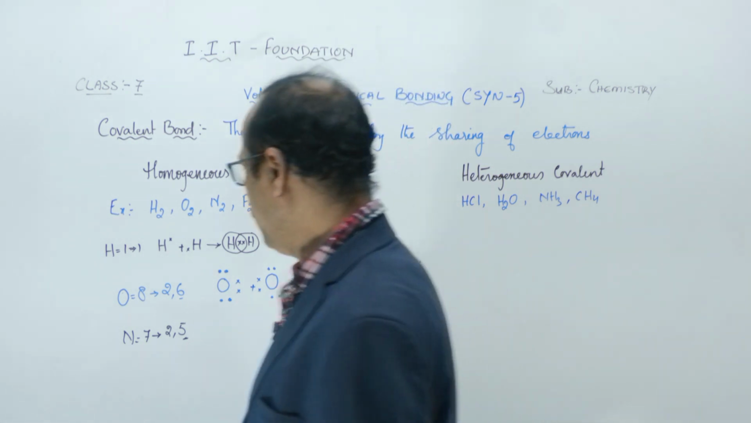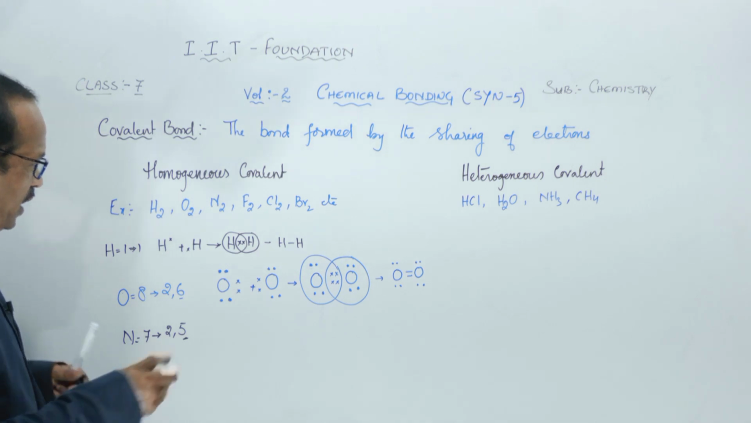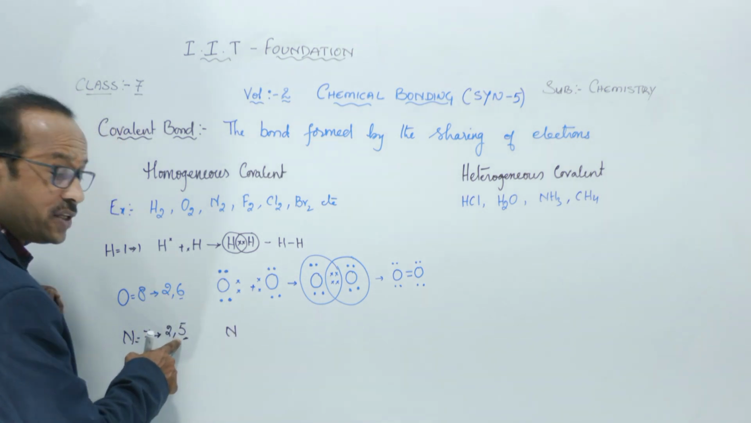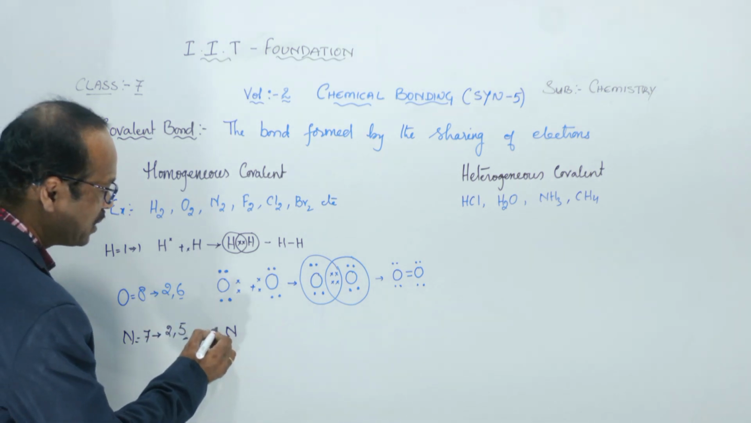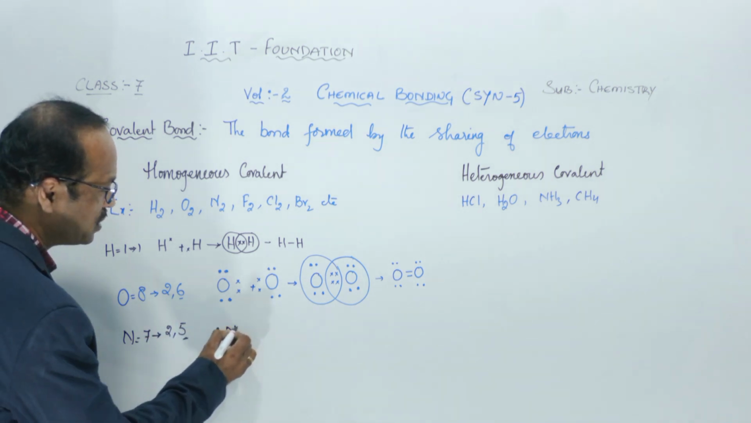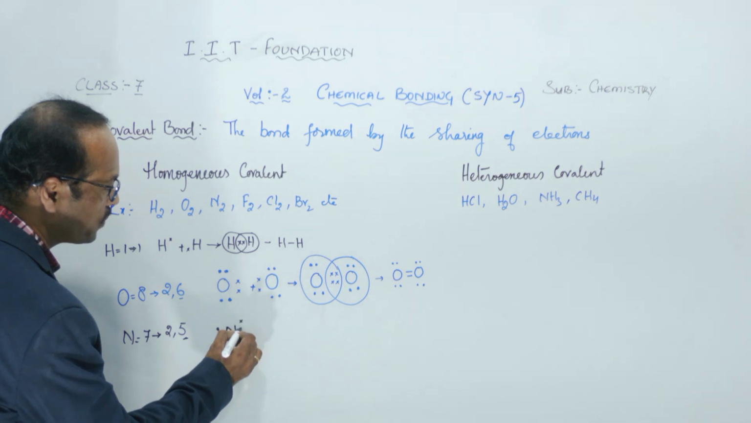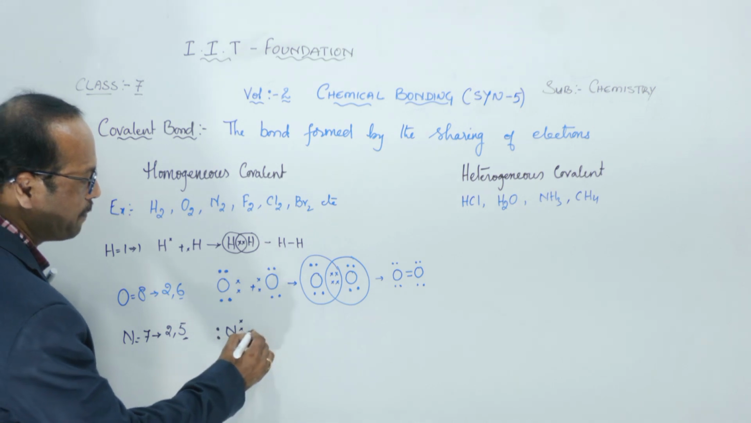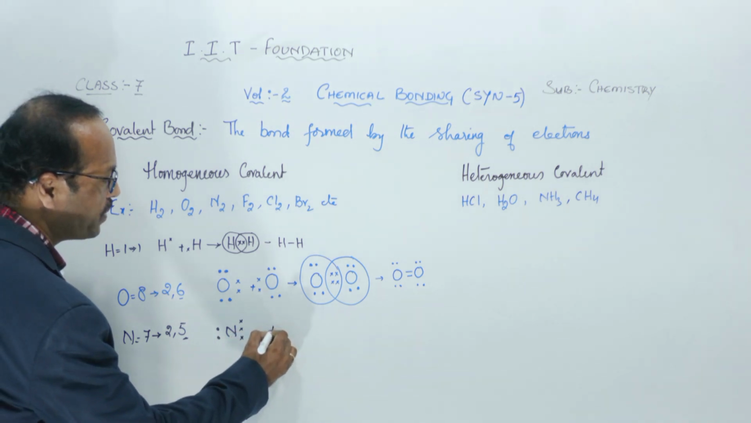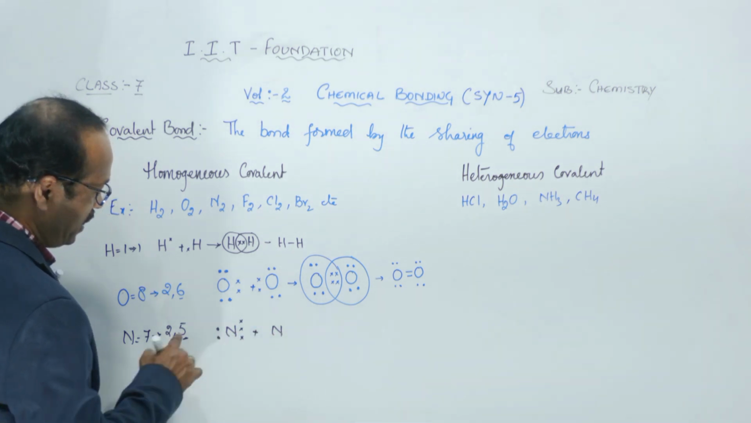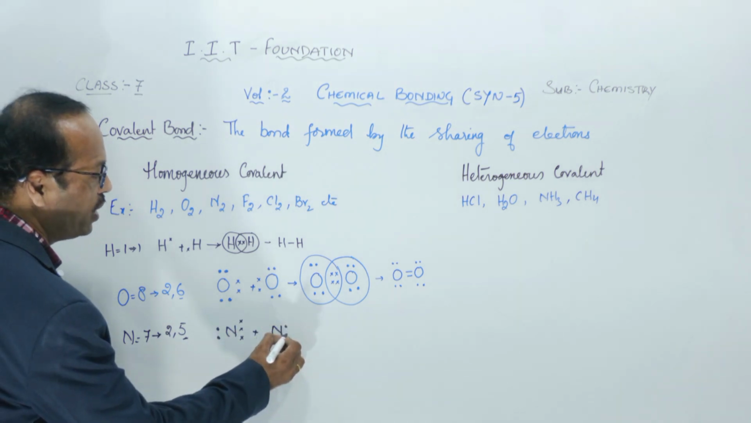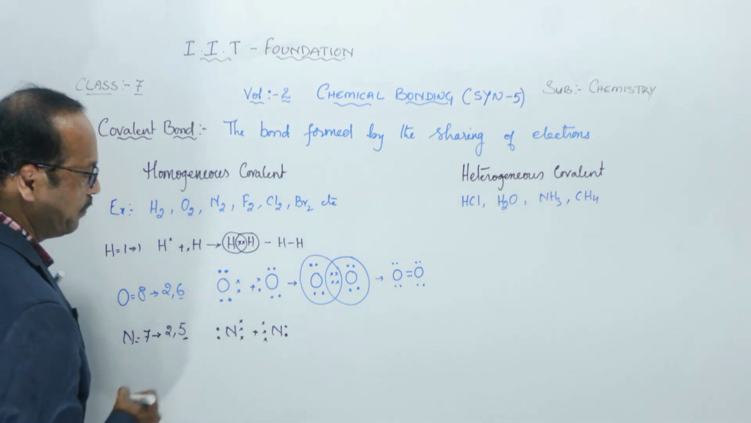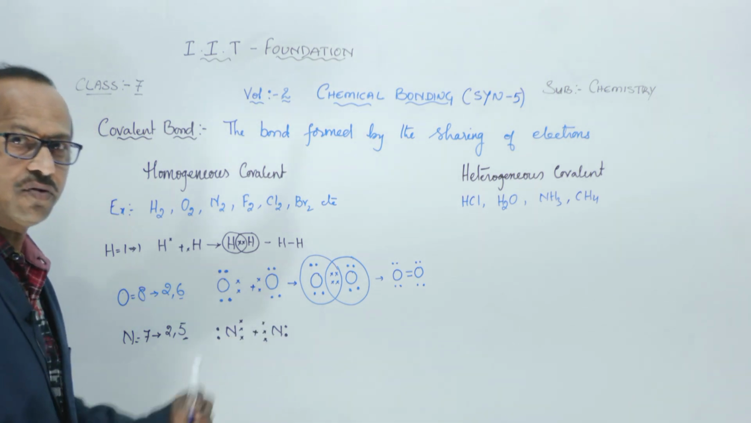Correct? So how is the bond formed? Observe carefully. This is a nitrogen atom with 5 electrons in the valence shell. I am writing these 5 electrons like this: here 2 electrons, here 3 electrons, 1, 2, 3. So total 5 electrons are on the nitrogen. Now this is combining with another nitrogen. Here also 5 electrons are there, 1, 2, 3, 4, 5. So this nitrogen also has 5 electrons.